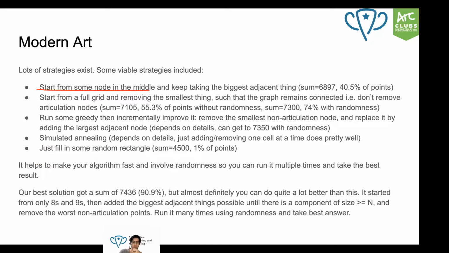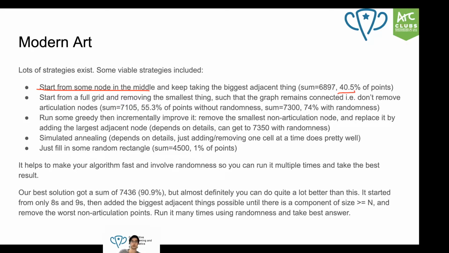This is a pretty simple strategy, which is to start from some node and just keep taking the biggest thing. On the implementation details, I didn't bother putting them down, but you can use a priority queue, or if you don't know what that is, you can just do it naively, I guess. And because there's only one case and you can run it on your local computer, it can be really slow as long as it just prints something at the end. So doing this obviously depends on exactly how you do it. It can get you around 40.5% of the points.